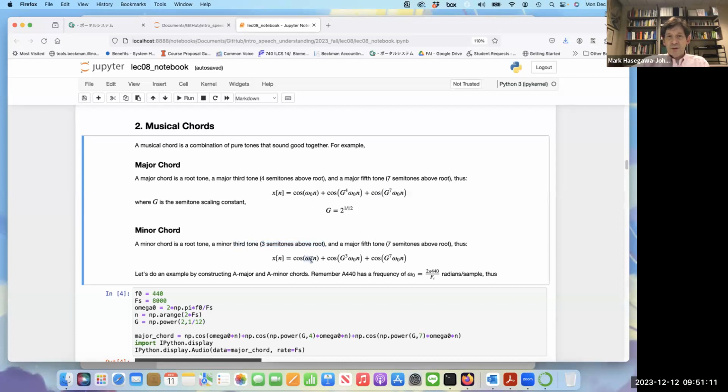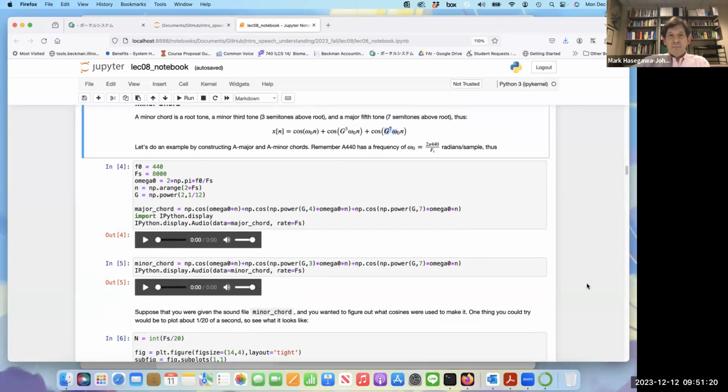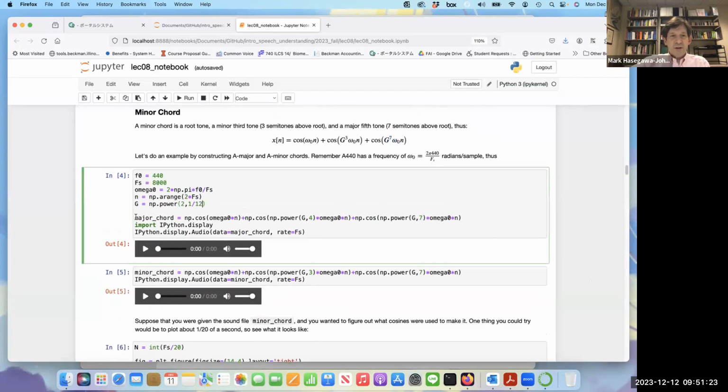So this would be the frequency omega naught plus G cubed times omega naught, plus G seventh times omega naught. If we add these together, we can get major third and minor third chords. So first of all, let me create a major chord. The major chord will be the cosine of omega naught times n plus the cosine of G to the fourth times omega naught times n plus the cosine of G to the seventh times omega naught times n, where omega naught will be an A at 440 hertz multiplied by pi and divided by the sampling frequency. So let me create that chord and play it. You can hear that it's not just a simple tone. Let's create a simple tone just to compare.